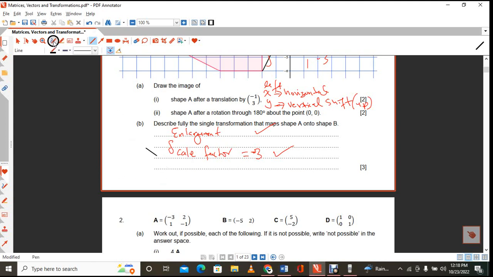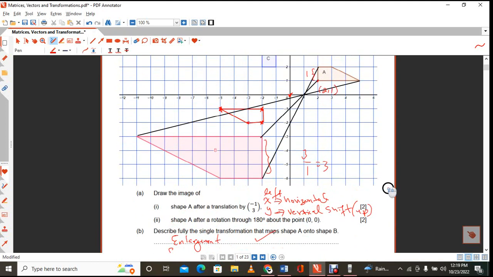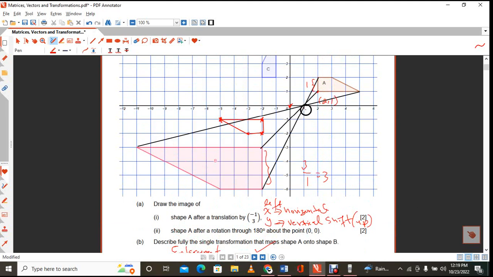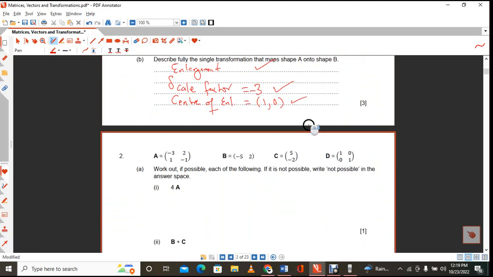All right. So you'll be saying the center of enlargement is going to be the point 1, 0. I'm just going to say so that you can have an idea. Don't forget that the scale factor here should be negative because the shape is inverted. Okay, 1, 0. Right, that takes care of that question there.